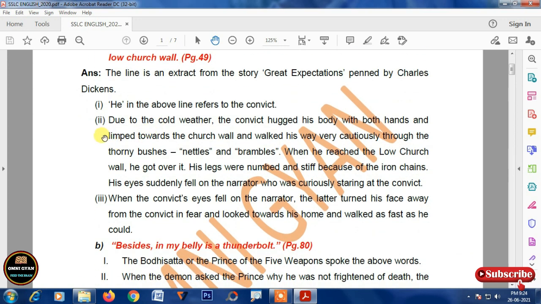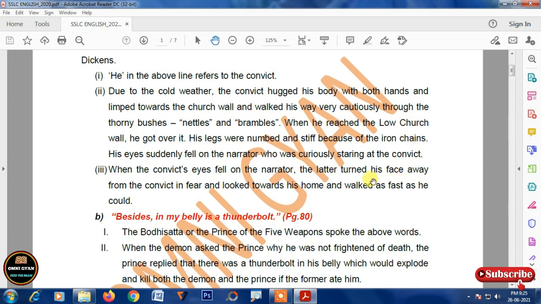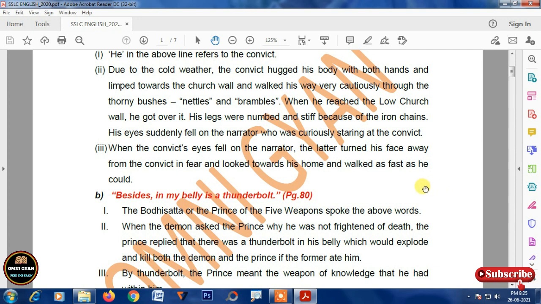Let me read out the question for number 2. What did he do when he reached the low church wall? Now this was for 1 mark, but I have elaborated a little because I feel that there are around 3 sentences here, as some information must be given here. If you want to shorten the answer, you can shorten it according to your understanding. I have just guided you. That's what I declared in the beginning of the video itself, because I don't want all of you to follow the answers exactly and write them down in your exam papers.